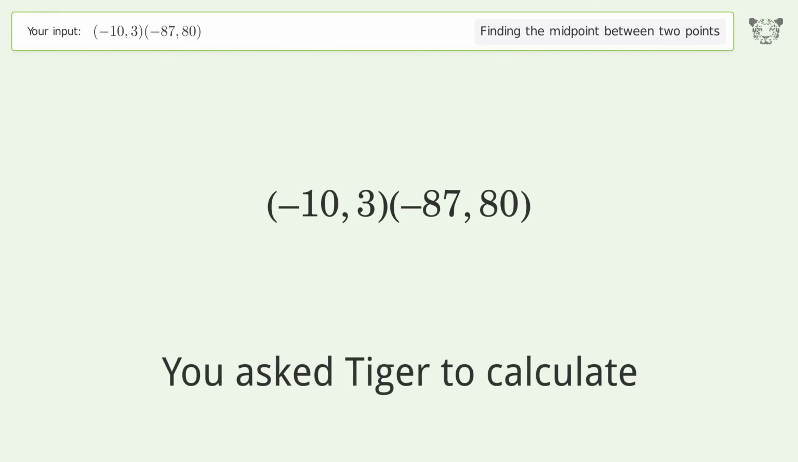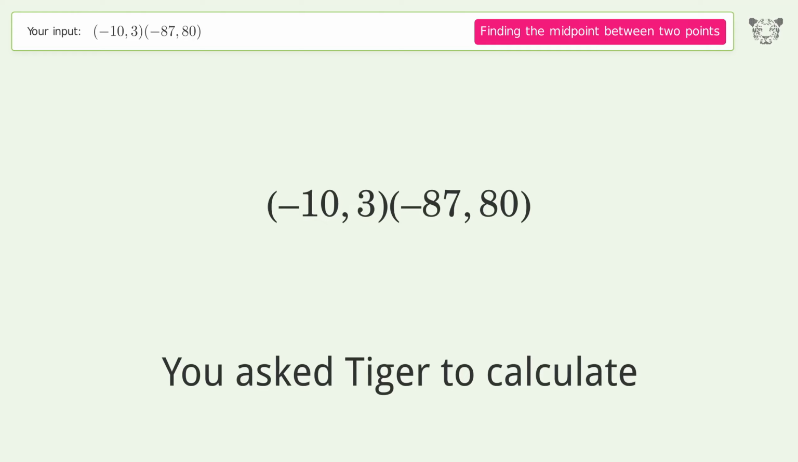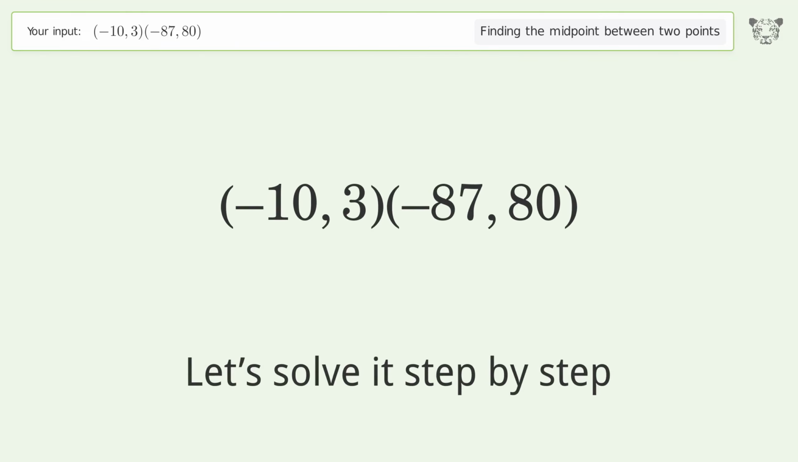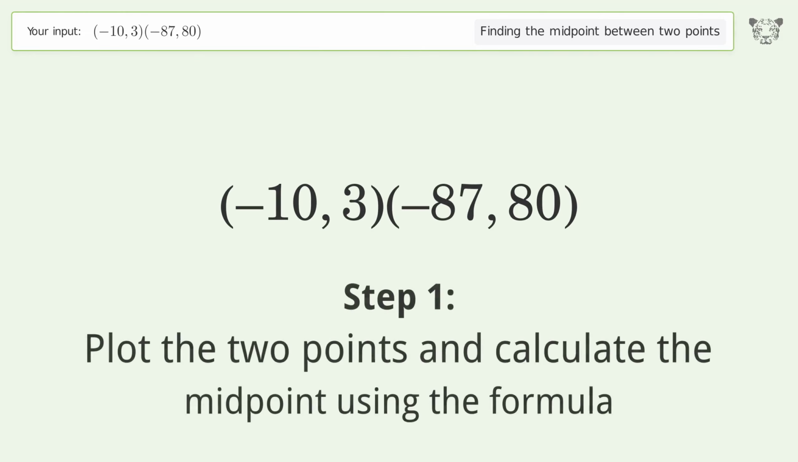You ask Tiger to calculate. This deals with finding the midpoint between 2 points. The midpoint between the 2 points is negative 48.5, 41.5. Let's solve it step by step. Plot the 2 points and calculate the midpoint using the formula.